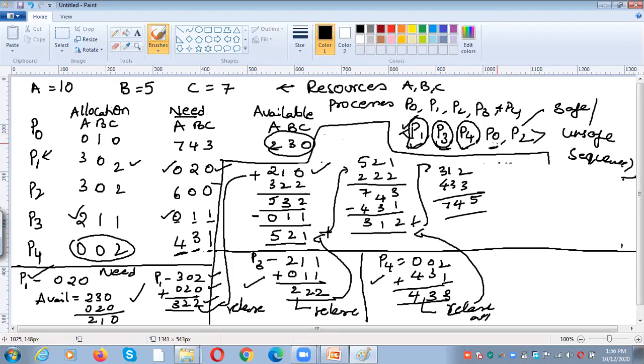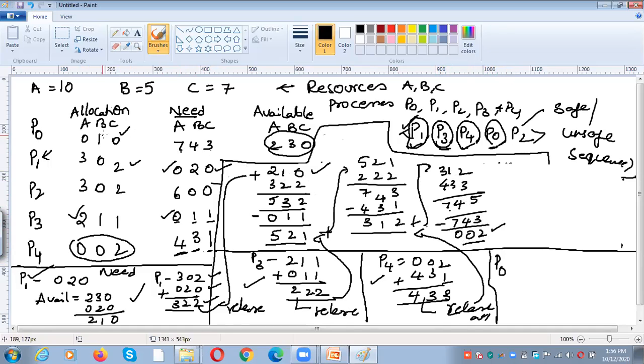In the sequence, the next process is P0. Okay, you need to talk about P0. How many resources does P0 require? 0 1 0 is already allocated. It requires 7 4 3. So 7 4 3 need to be deducted from the available resources. Why? Because now the available resources are 7 4 5. From those 7 4 5, you want to give 7 4 3 to P0. If you give 7 4 3 to P0, what will be the value? 0 0 2. These are the available resources after giving 7 4 3 to P0.